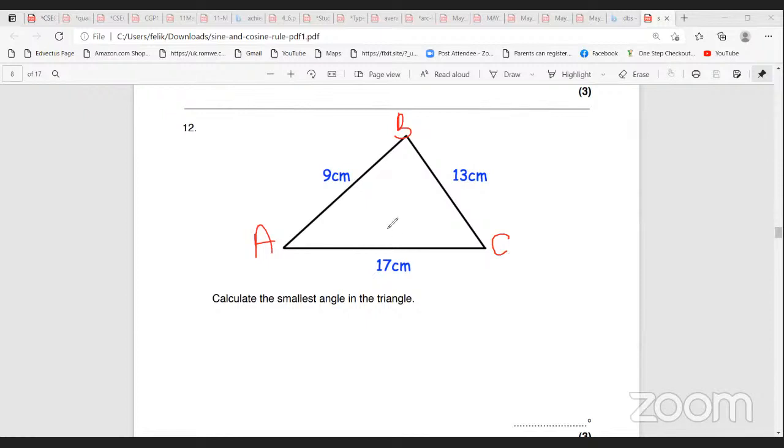Can we just look at this and tell what the smallest angle is? Miss, they're not drawn to scale. So we can't. What we're going to have to do is find two of the angles using the sine or cosine rule, and then we can find the third angle, and from that we'll know what the smallest one is.